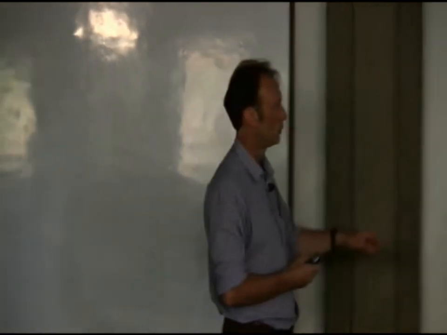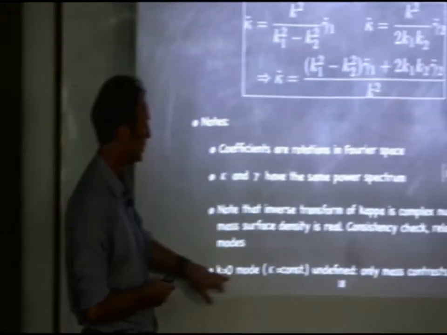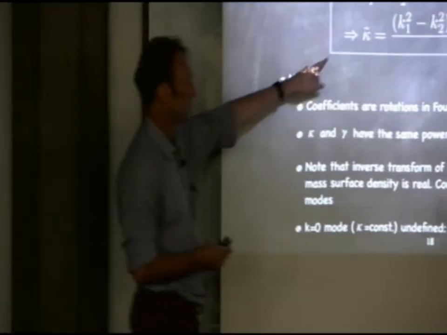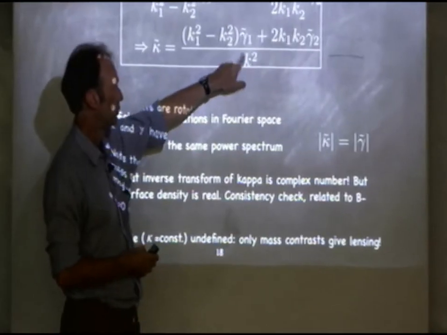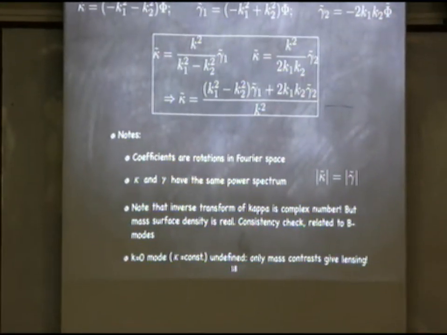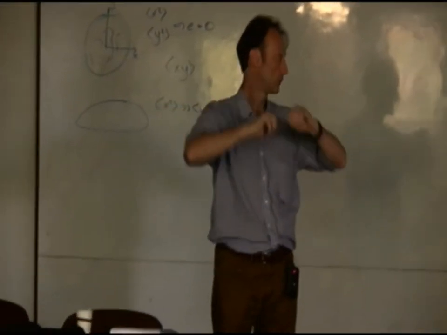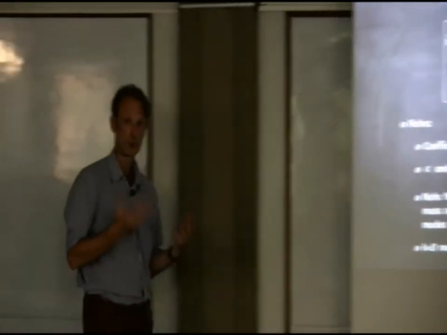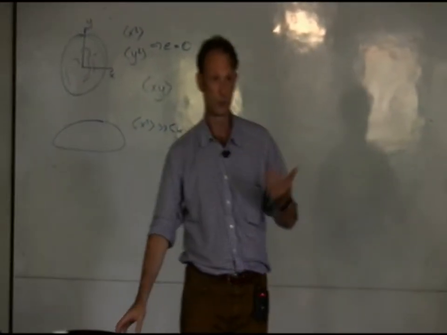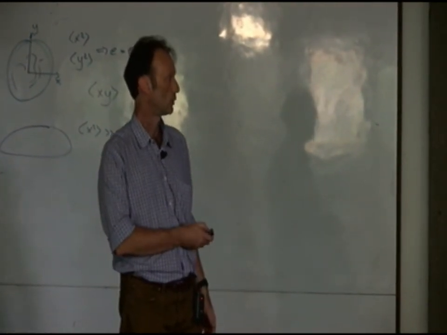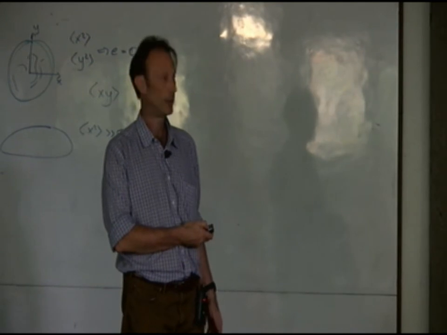And notice also that you cannot define the k equals zero mode, so the mode that sets the average surface mass density. You cannot actually deduce it from this formula, because you end up dividing by zero. And so only mass contrasts are sensitive to lensing, and the overall mass, the constant, or the k equals zero mode in Fourier space, is not measurable by lensing. And this again is related to the mass sheet degeneracy. Only mass contrasts are detectable by lensing.